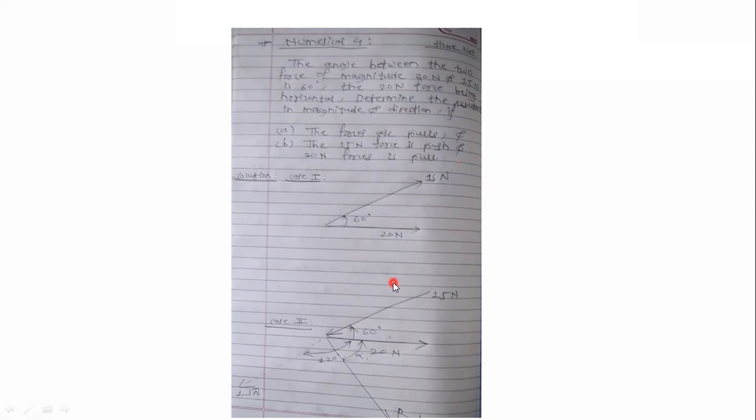In the second case, the 20 Newton force is pull, that you are pulling. Pulling means you are pulling it towards yourself, right? So the 20 Newton force is a pull force. The arrow is downward here, moving away from here. And the next one is your resultant, that you have to find.